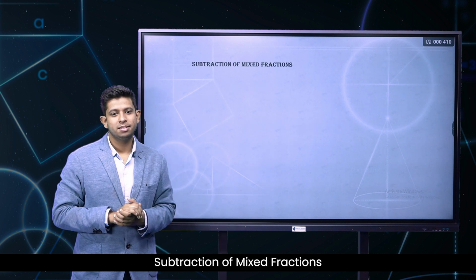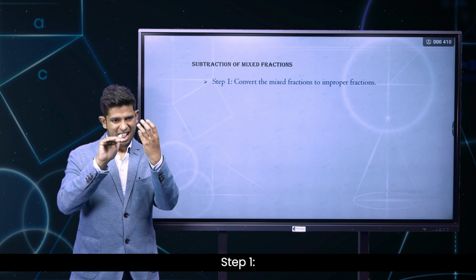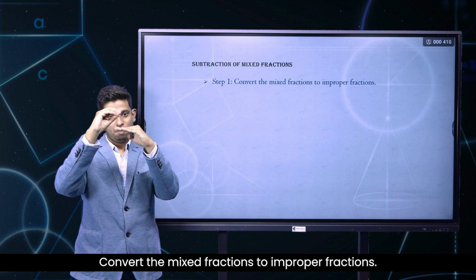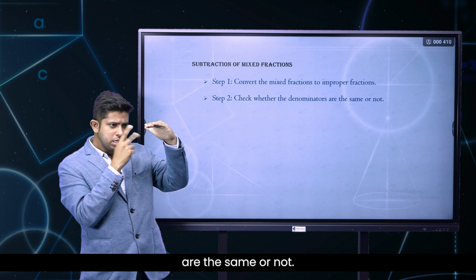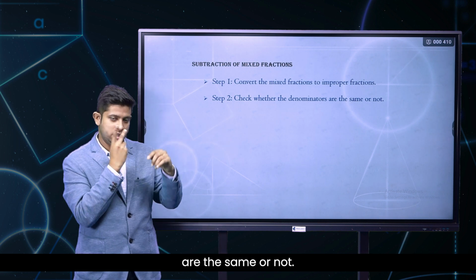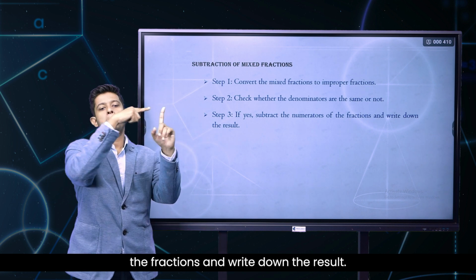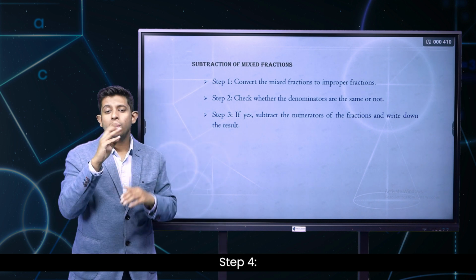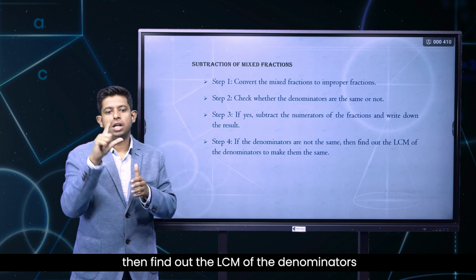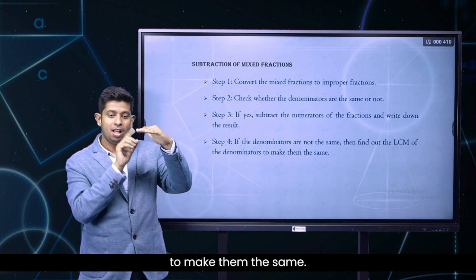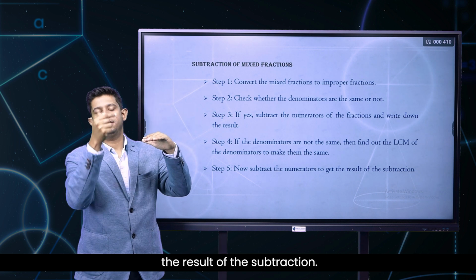Subtraction of mixed fractions. To subtract mixed fractions, we follow the steps given below. Step 1. Convert the mixed fractions to improper fractions. Step 2. Check whether the denominators are the same or not. Step 3. If yes, subtract the numerators of the fractions and write down the result. Step 4. If the denominators are not the same, then find out the LCM of the denominators to make them the same. Step 5. Now subtract the numerators to get the result of the subtraction.